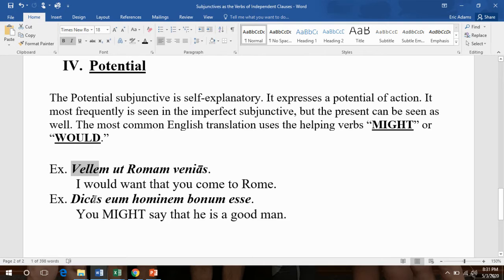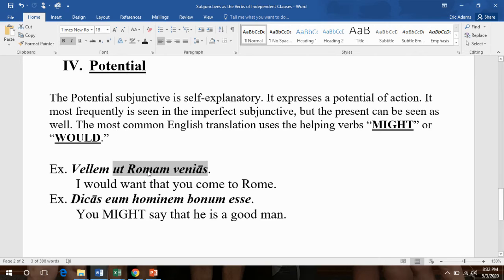Here is the second one, dicas, a present subjunctive. We fear a giant liar. And so you use the word would, and again, might. I would want. And then here we have an ut substantive noun clause, the act of you coming to Rome, that you come to Rome.